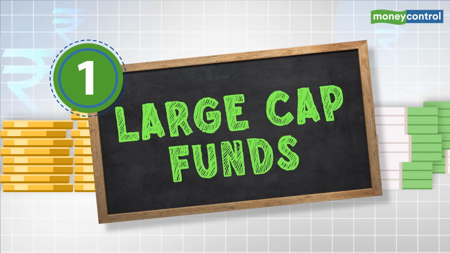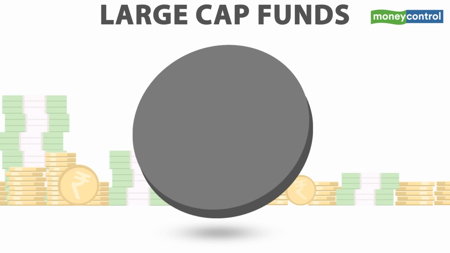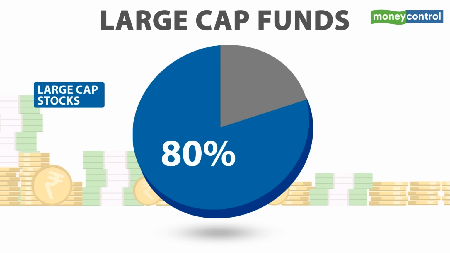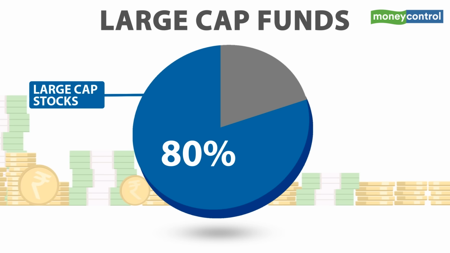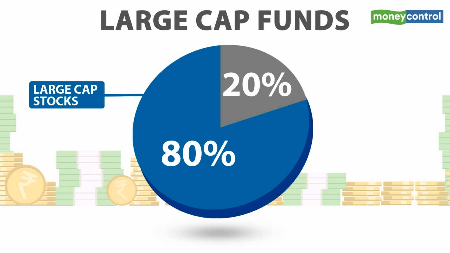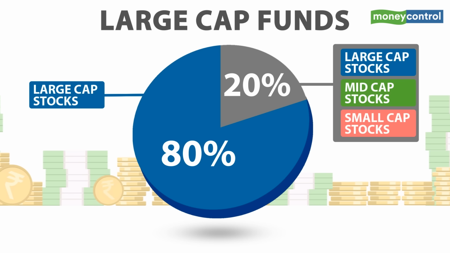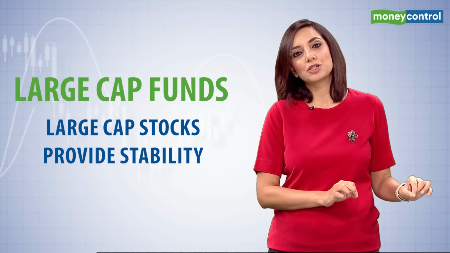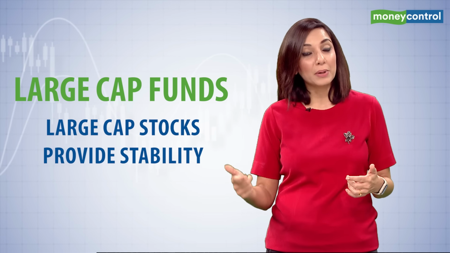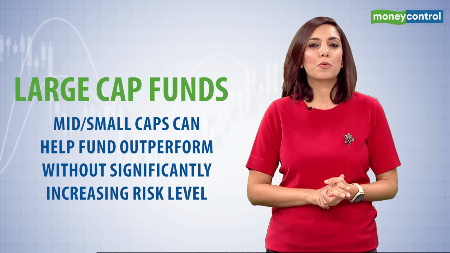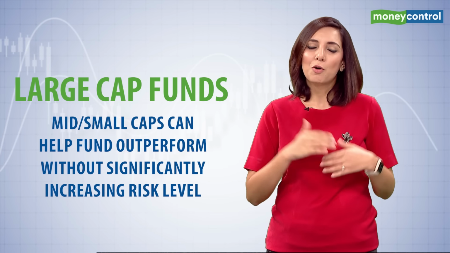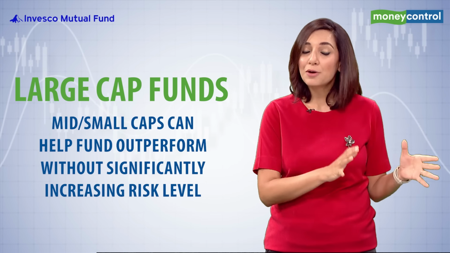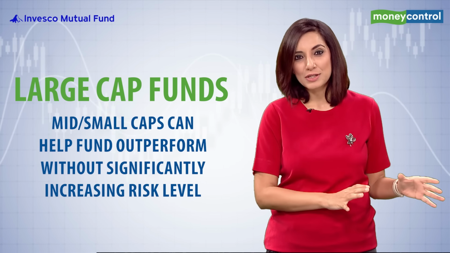The first category is large cap funds, which must invest a minimum of 80% of the scheme's assets in large cap stocks or the top 100 stocks. The remaining 20% can be invested either in large, mid or small caps. So here, the main chunk, which is 80% large caps, will provide the stability, while a mid or small cap exposure may help with the requirement of delivering a bit of alpha or outperformance without significantly increasing the risk level.